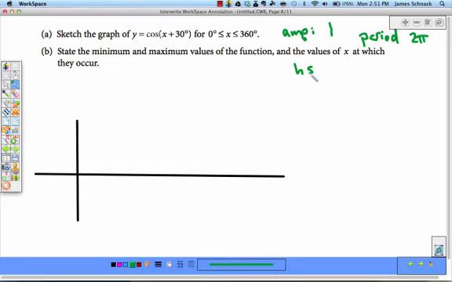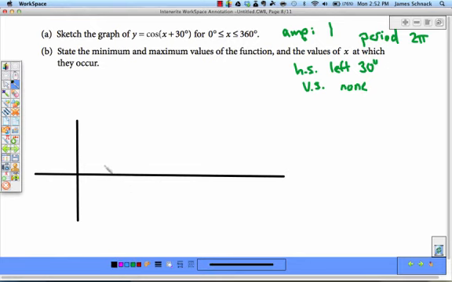Is there a horizontal shift? Yes. The horizontal shift is going to be left 30 degrees. Is there a vertical shift? No. This plus 30 is inside the parentheses, so this graph behaves opposite of what we would expect, which is, since it says plus 30, we say it goes left 30.